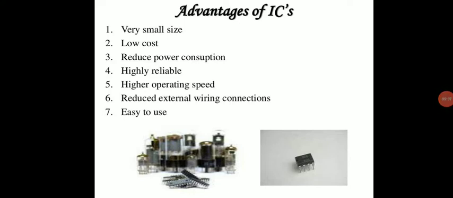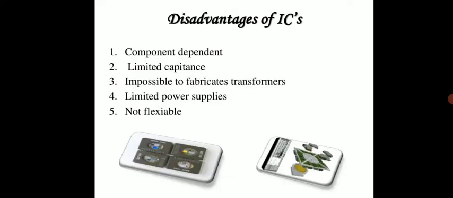Now, the advantages of ICs. ICs are very small in size and they are low cost. They reduce power consumption and are highly reliable, with higher operating speed. It reduces external wiring connections, and it is easy to use. And the disadvantages of ICs are component dependent, limited capacitance, impossible to fabricate transformers, limited power supplies, and it is not flexible.